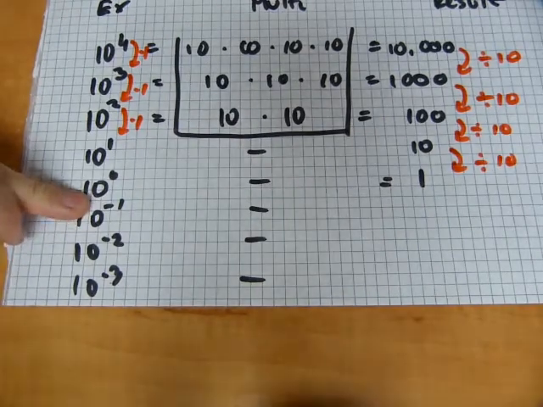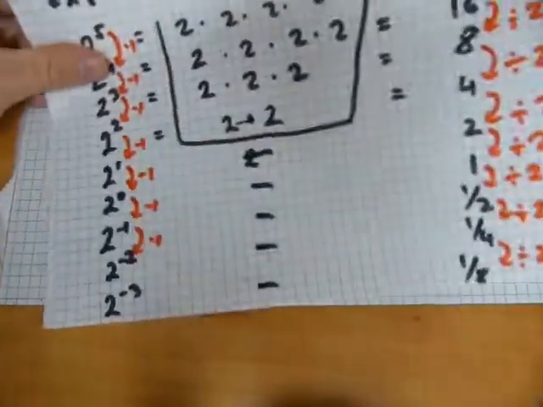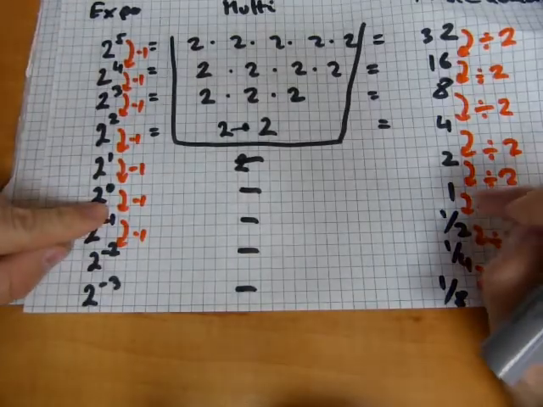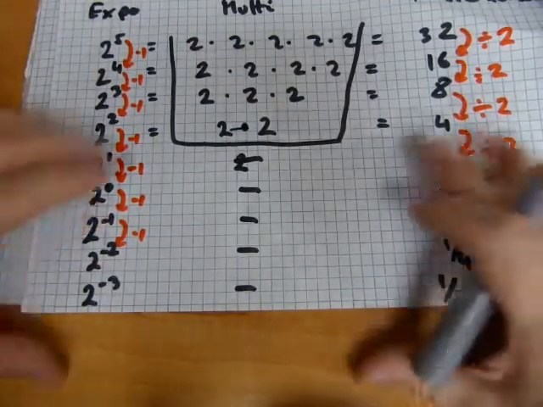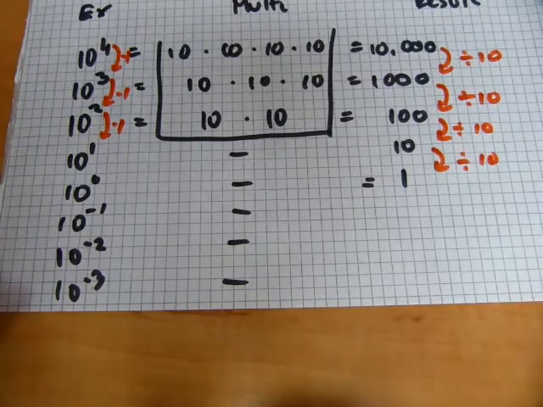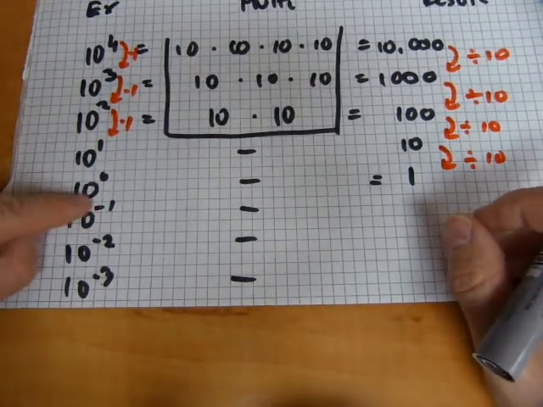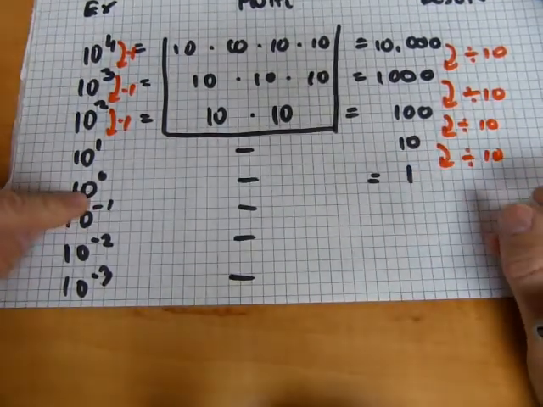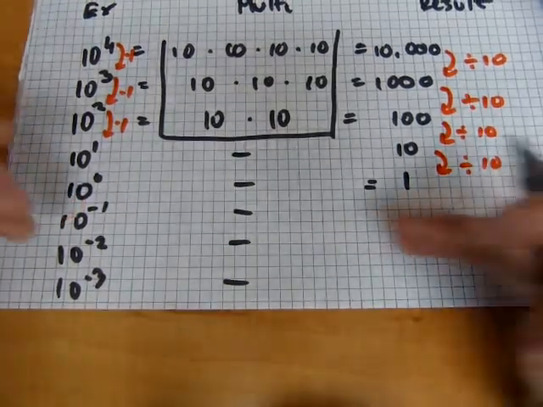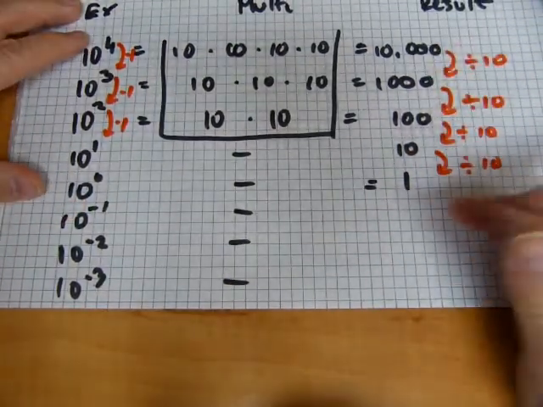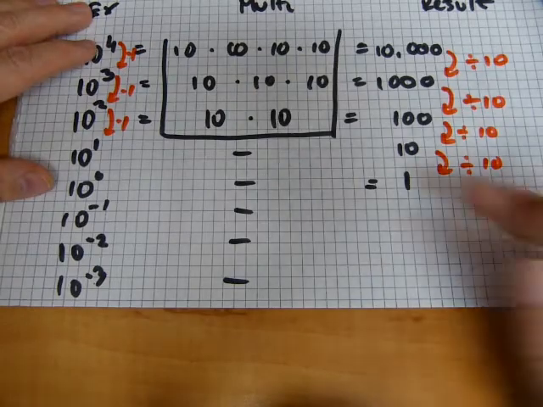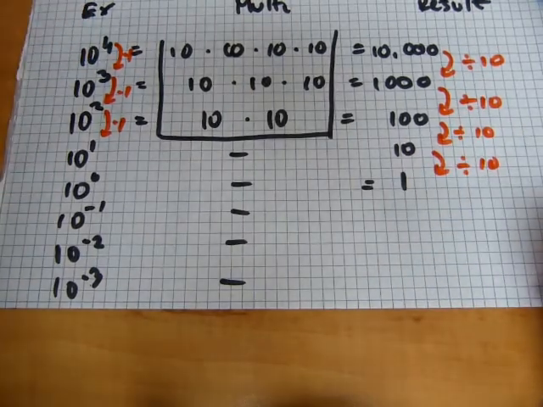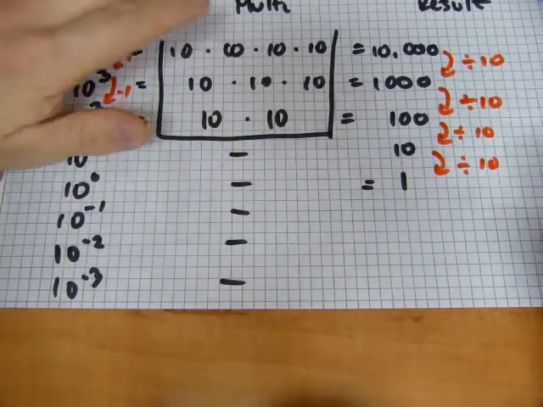And not coincidentally, 10 to the power of 0 is also 1. Sorry, 2 to the power of 0 is also 1, just as 10 to the power of 0 is also 1. It is a logical necessity. All of these patterns will be 1 at this point, at the 0th power.